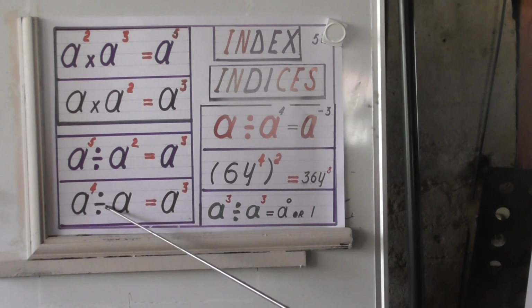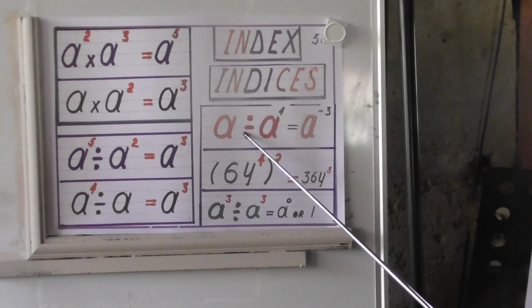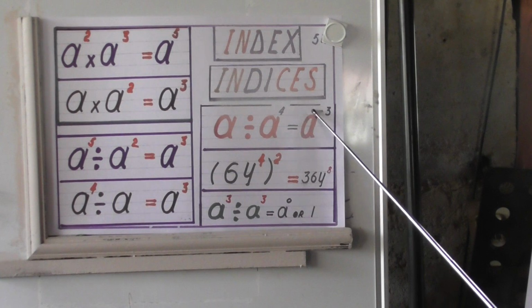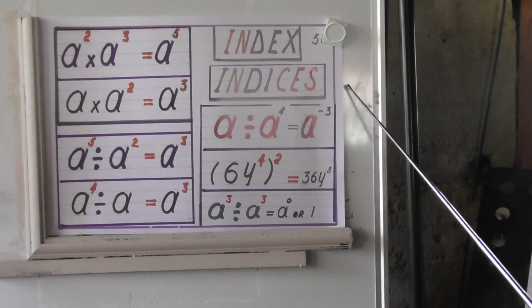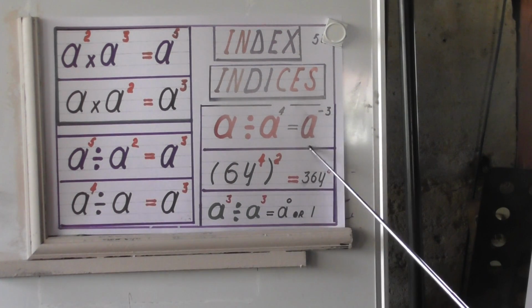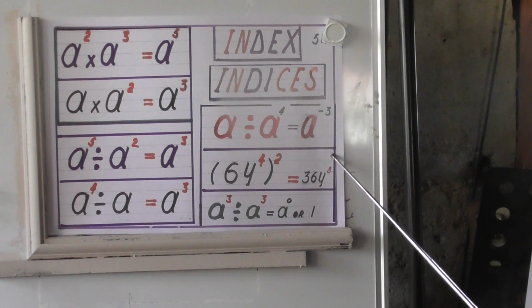4 negative 1 is 3. This is a to the 1. 1 negative 4, aha! The negatives are winning by 3. This can also be written as 1 on a cube. That's the same thing. So a to the negative 3 is the same as 1 on a cube.